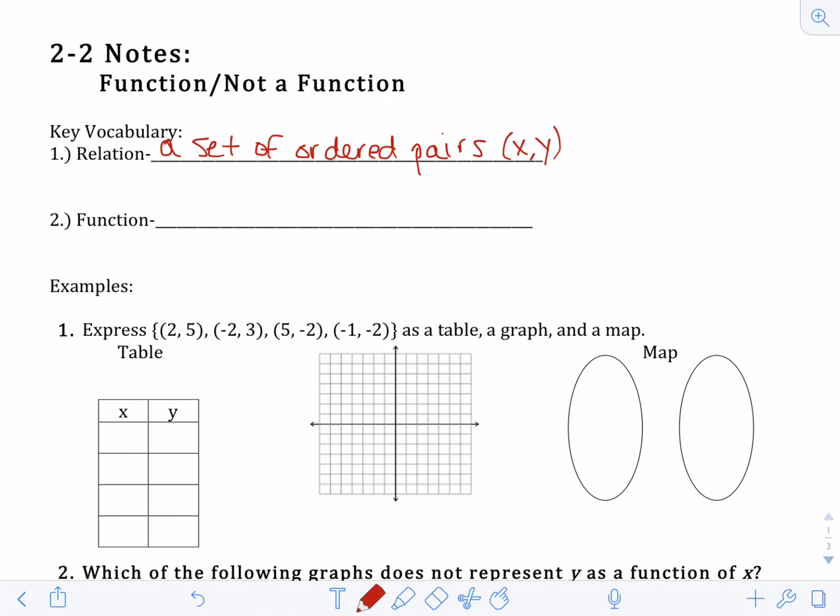Function: in order for it to be a function, your x's do not repeat. And I'll show you what that means in the examples. And again, remember this is a video, so you can always pause it, rewind it, etc.